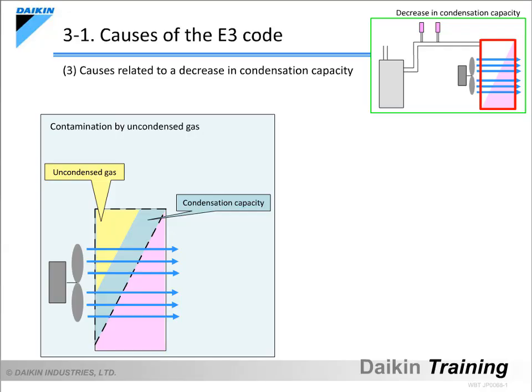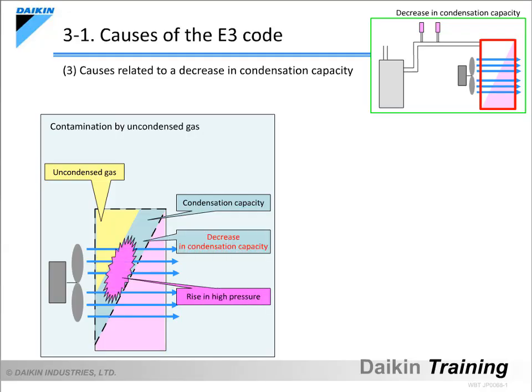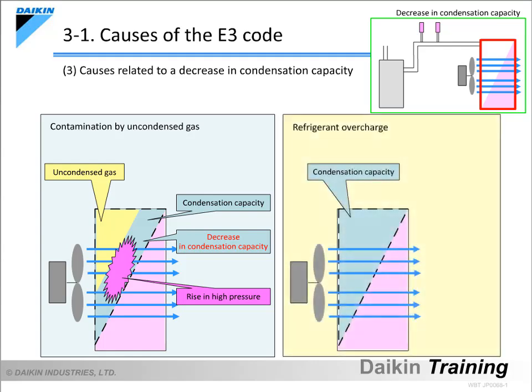test, is mixed into the refrigerant, it accumulates in the condenser and as a result reduces the condensation capacity in the condenser. Since there are no changes in the amount of gas discharged from the compressor, the airflow rate of the cooling fan, or the size of the condenser outlet, a decrease in the condensation capacity causes a rise in the high pressure and results in the E3 code. Another cause is refrigerant overcharge.